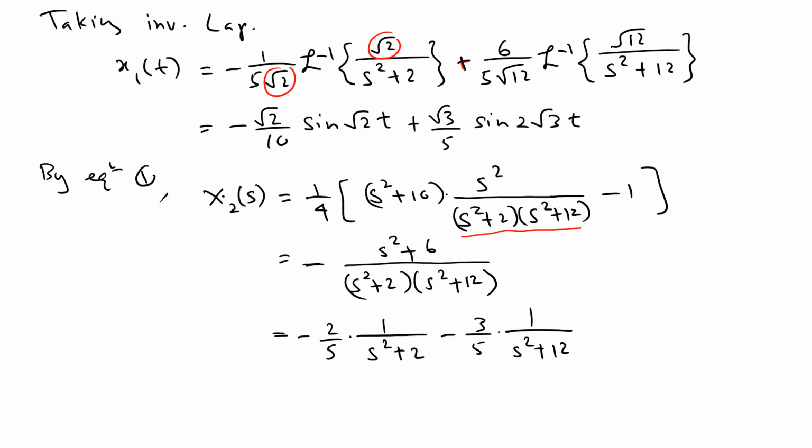So we can find the missing term. In the first one, we need square root 2 on top and bottom, and in the other one, we need square root 12. That means we can rearrange the terms like that. So what is x2? x2 of s is still the Laplace transform.